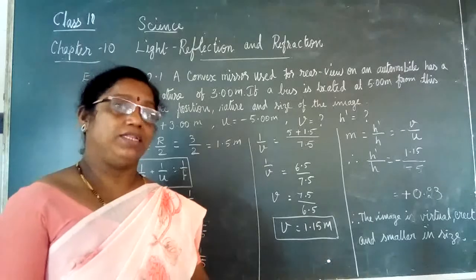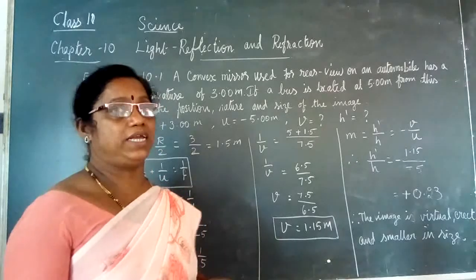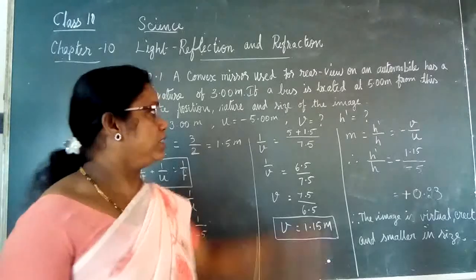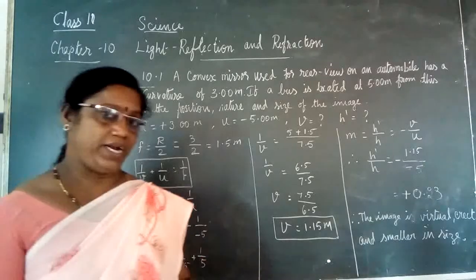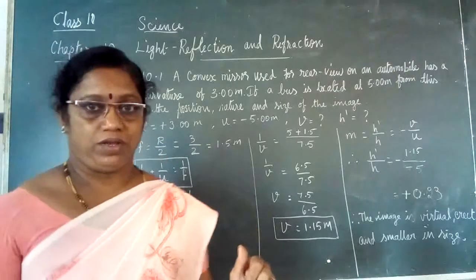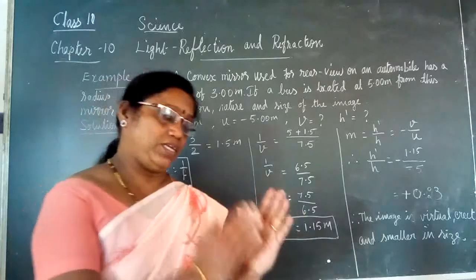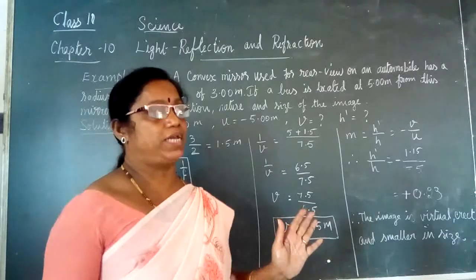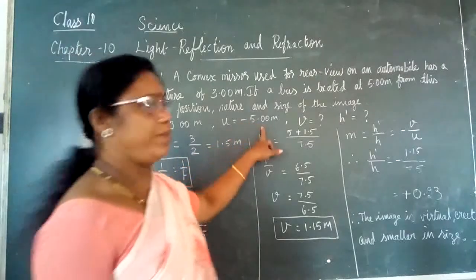Here the radius of curvature R of the convex mirror is given as 3 meters, and the object, here a bus, is located at a distance of 5 meters away from the mirror. So what is the bus here? It is the object. The distance of the object from the mirror is given as 5 meters. We are going to take it as u. So r is 3 meters and u is 5 meters.